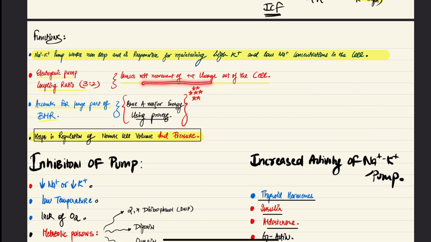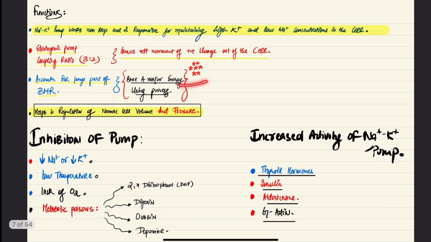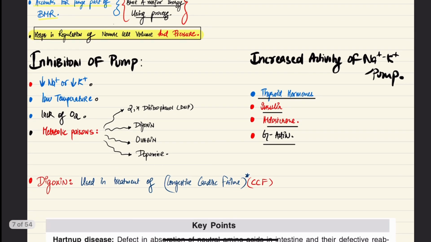So net positive charge is moving out of the cell. It accounts for a large part of the BMR. Since it is a major energy using process, it requires ATP, adenosine triphosphate. It helps in regulation of normal cell volume and pressure, since cell volume also depends on ion concentration.